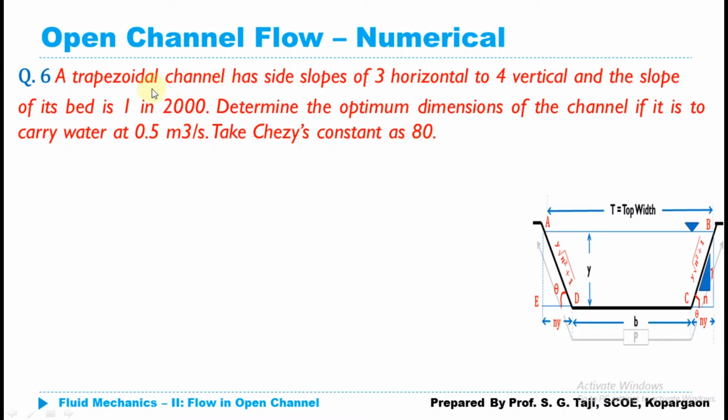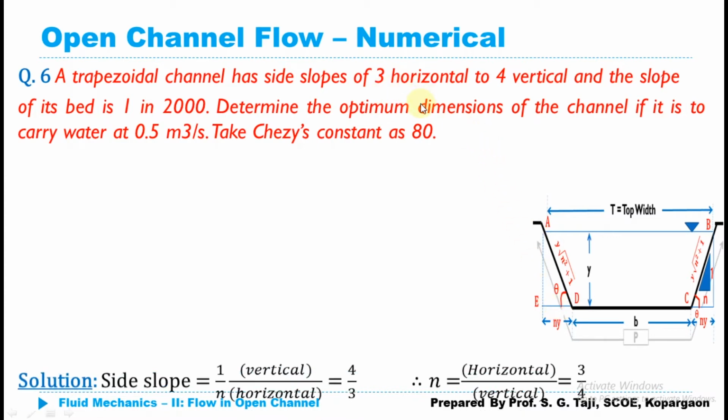Now, what have they asked? They have asked to determine the optimum dimensions. That means, obviously, they are asking to calculate the most economical or most efficient channel section, which needs to carry the discharge of 0.5 meter cube per second, where the bed slope of the channel is already given as 1 in 2000. So we need to determine its width B and its depth of flow Y. And obviously after calculation of B and Y, we can simply compute those dimensions by taking theta equal to 60 degrees.